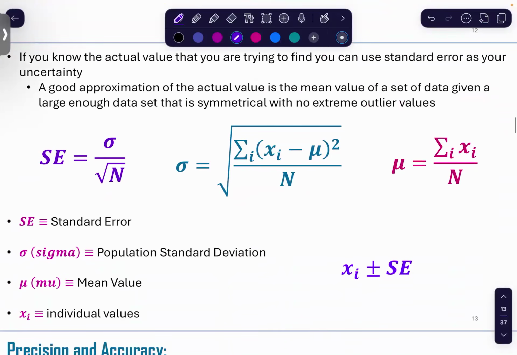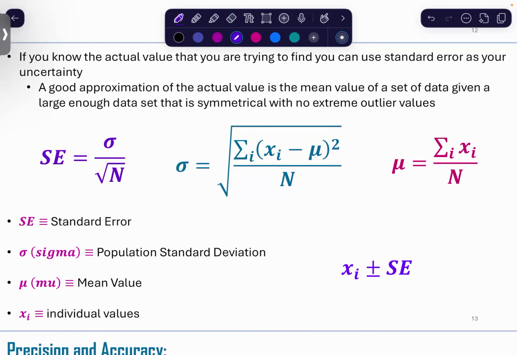All right. Now, let's say we have a group of measurements, but we know the actual value we're looking for. To start with, let's look at some statistical formulas. We can also use standard error as a calculation of our uncertainty.